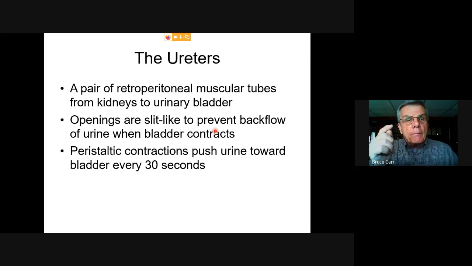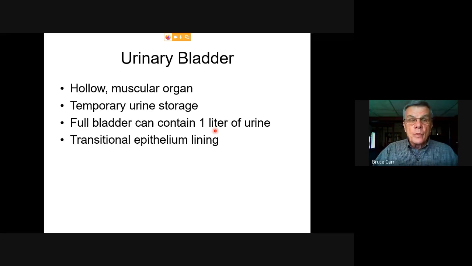So when a couple of droplets form there at the top of the ureter, zip, zip, they are delivered immediately to the bladder. Contractions twice a minute are in the background and happening constantly throughout our day and night. The bladder's hollow and muscular and stores urine temporarily. A liter is a good estimate of its volume, and its lining is a special tissue.